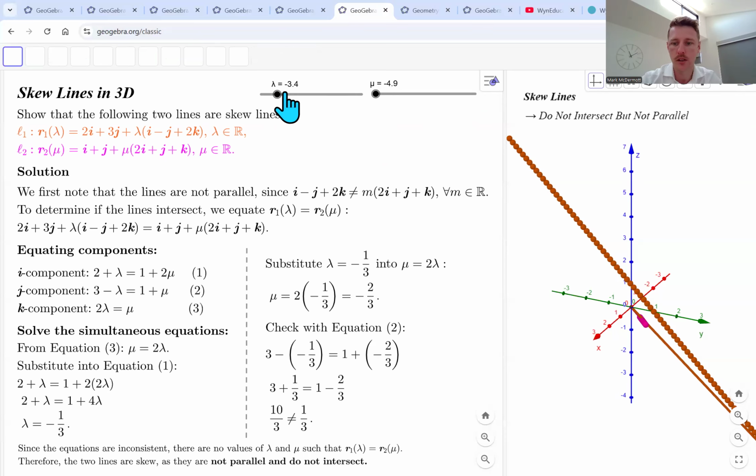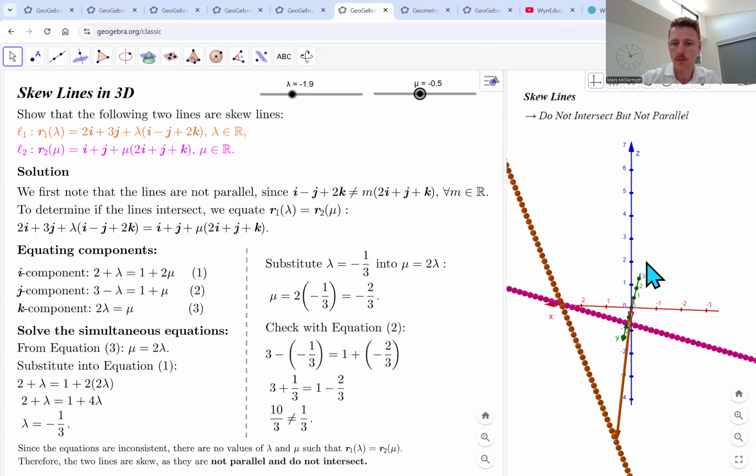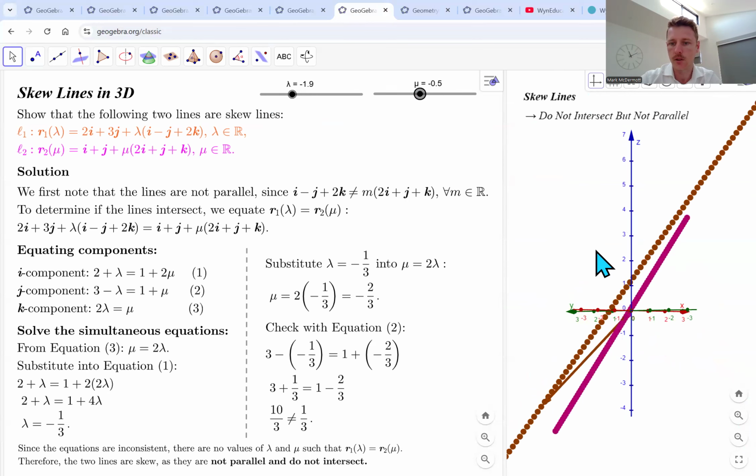Okay, and obviously lambda and mu are just tracing out those lines. And yeah, how cool is that? Pretty nifty, huh? Having as much fun as I am, hopefully.